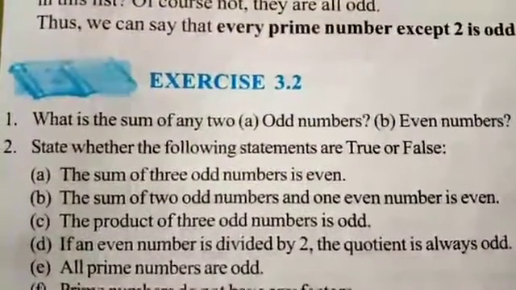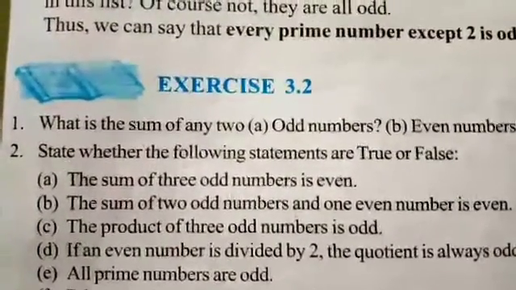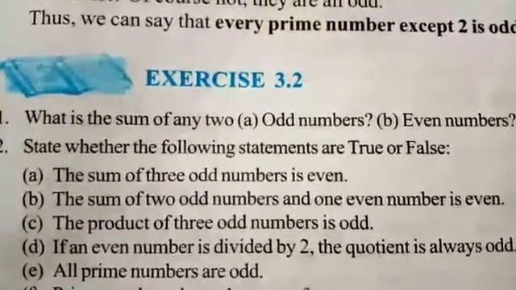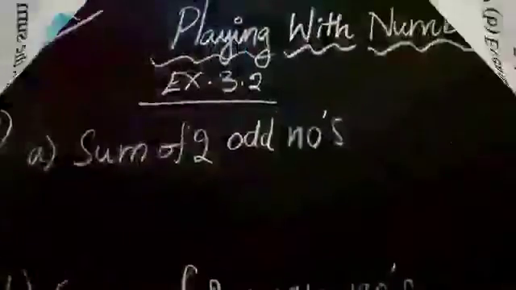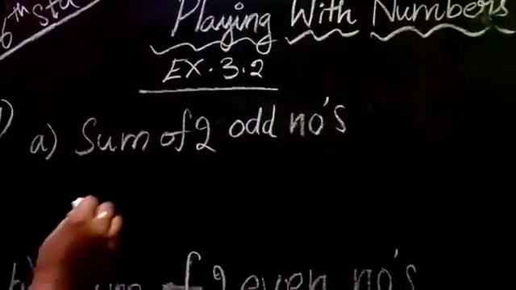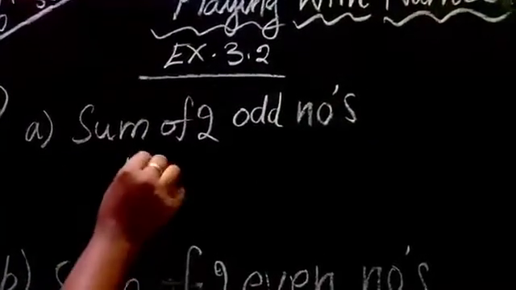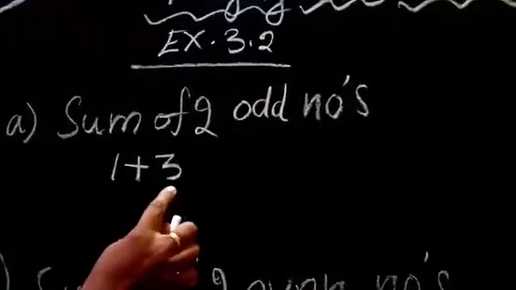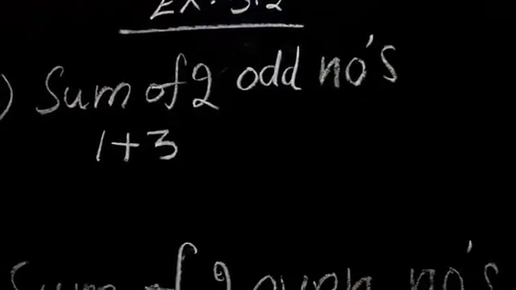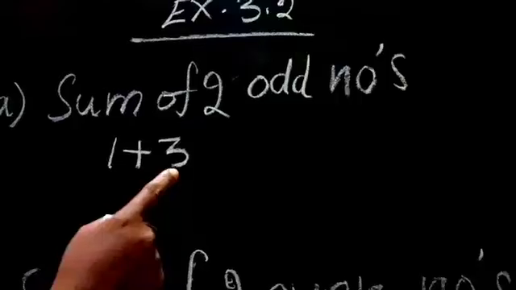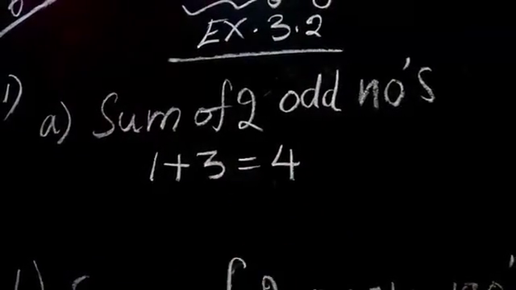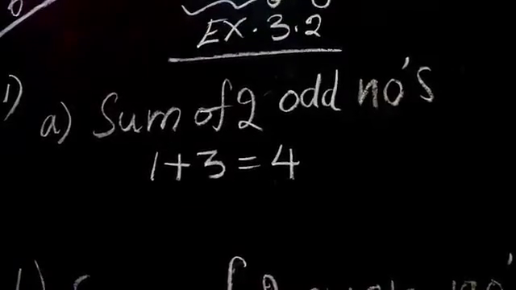Exercise 3.2. First question: what is the sum of any two odd numbers and two even numbers? The sum of two odd numbers is even, because 1 plus 3. These are odd numbers: 1, 3, 5, 7, 9, and so on. When we add these two numbers, we will get 4. 4, 2, 6, 8 are even numbers.